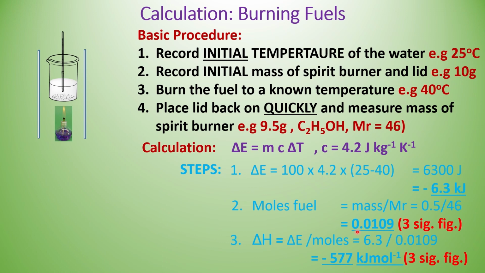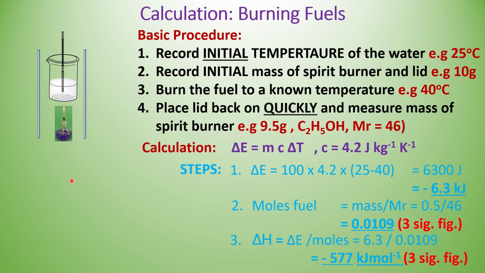In other words, when this fuel burnt, it released 577 kilojoules per mole. And we always divide by moles because that allows us to compare per mole. Otherwise, we can't compare different energies for different fuels.